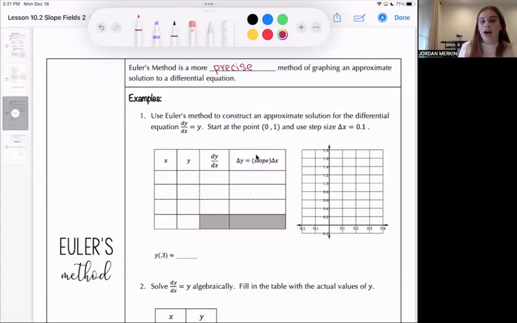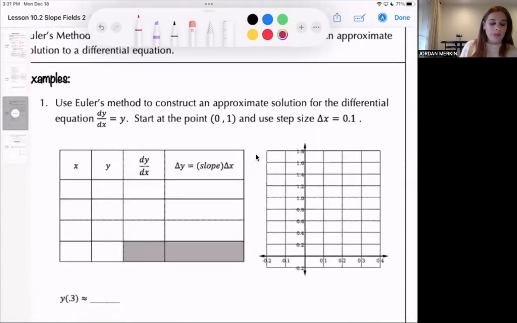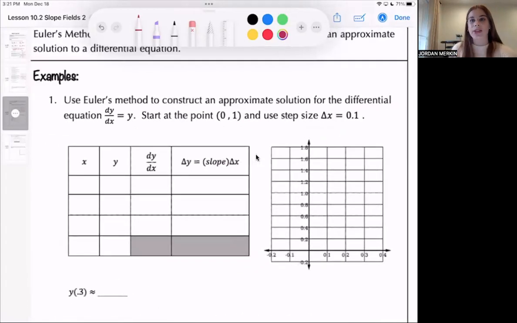Okay, so what I've laid out for you here is a table that you can use. I would recommend memorizing the way that this table is organized and set up. That way, when you're taking an assessment, you can set it up just like this. Okay, so it says use Euler's method to construct an approximate solution for the differential equation dy/dx is equal to y. Start at the point (0, 1) and use step size delta x equals 0.1. Okay, here's how it works.